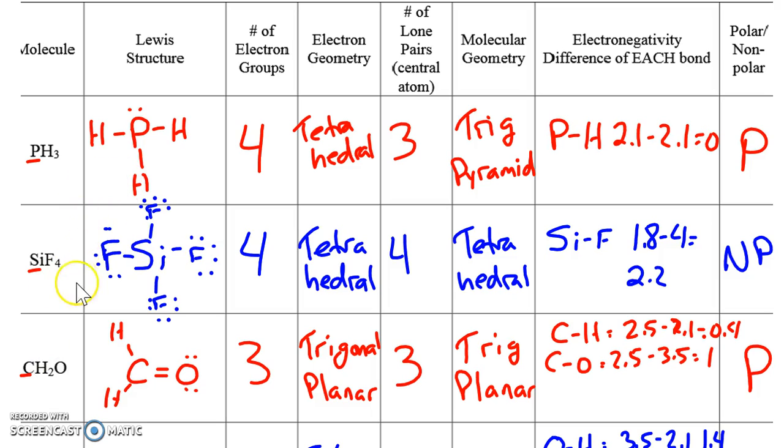So if we take a look at the Lewis structures, phosphorus had 5 valence electrons, hydrogen each had 1, so that's a total of 8. And in this finalized Lewis structure, we have a total of 8 valence electrons. Here we have silicon with 4, each fluorine bringing 7. So we have a total of 32, and 32 being accounted for in this Lewis structure.